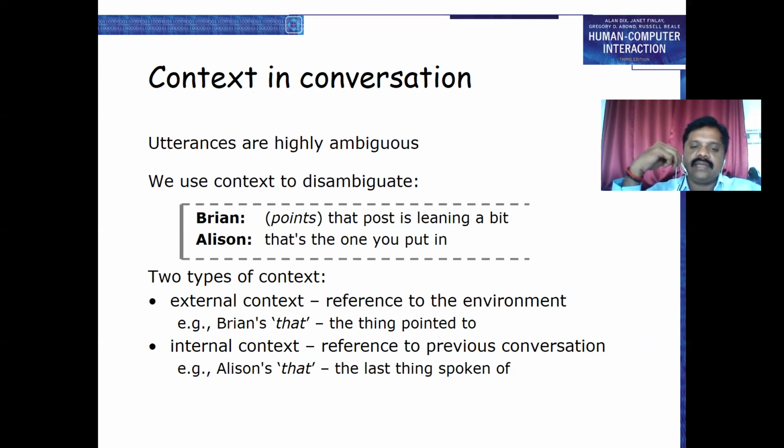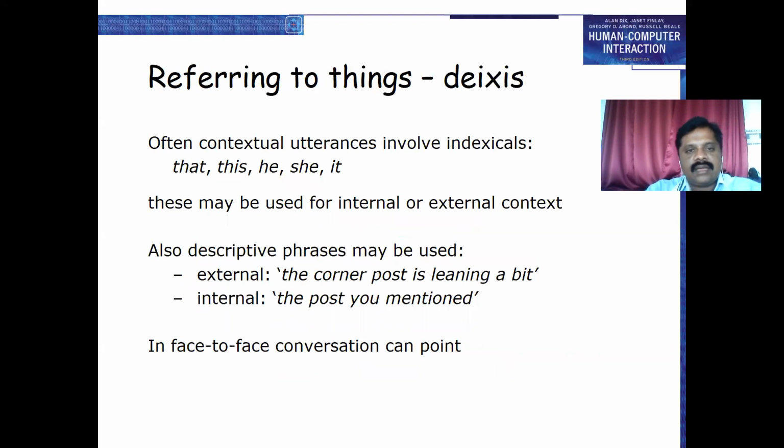External context is the reference to the environment. For example, Brian's 'that' is the thing pointed to. Internal context is the reference to previous conversation. That is, Allison's 'that' is the last thing spoken of. Referring to things: often contextual utterances involve indexicals like this, he, she, it. These may be used for internal or external context.